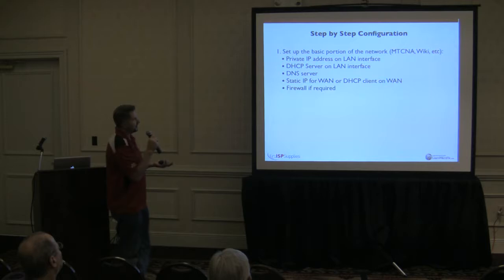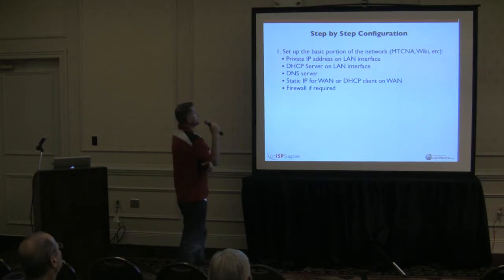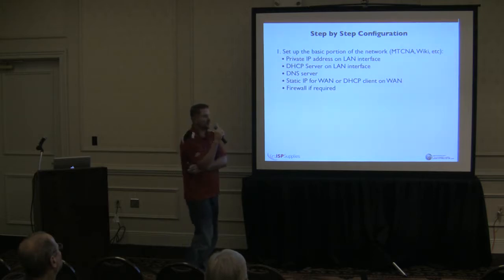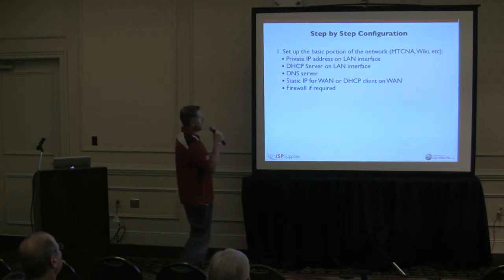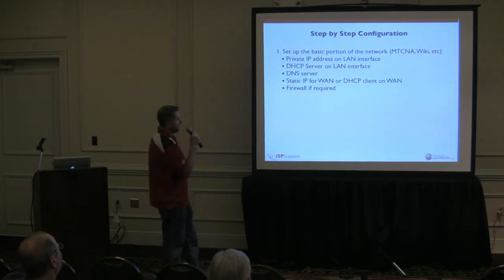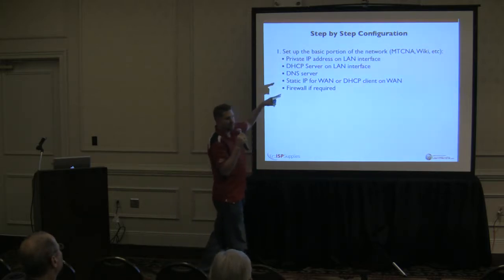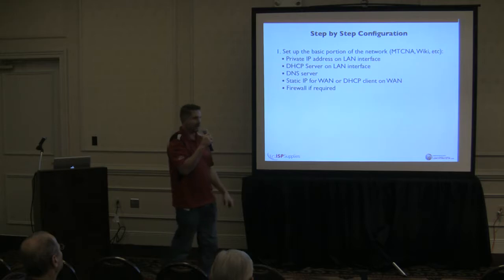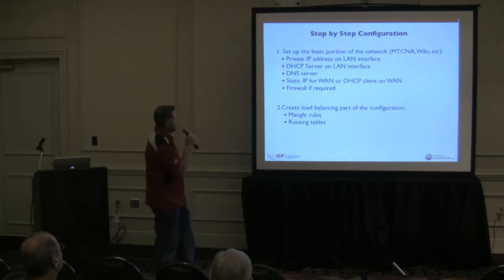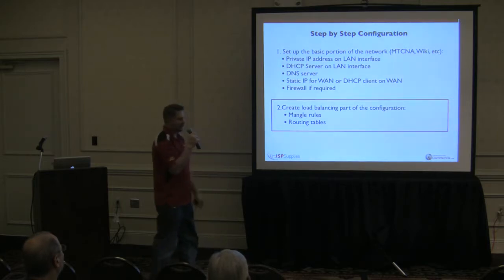Two main pieces to this setup. First of all, the basic stuff that you would have to set up on a router if you were deploying it at a location. You'll need to put a private IP address on the LAN interface, possibly a DHCP server to serve your customers, set up a DNS server, static IP on the WAN interfaces, or possibly DHCP client on the WAN interfaces, and then some kind of firewall. This is not really part of this presentation. This is the basic stuff that you can learn through the CNA class, or you can pick it up on the wiki or the forums. What we will concentrate on is the load balancing part of the configuration, the mangle rules and the routing rules.